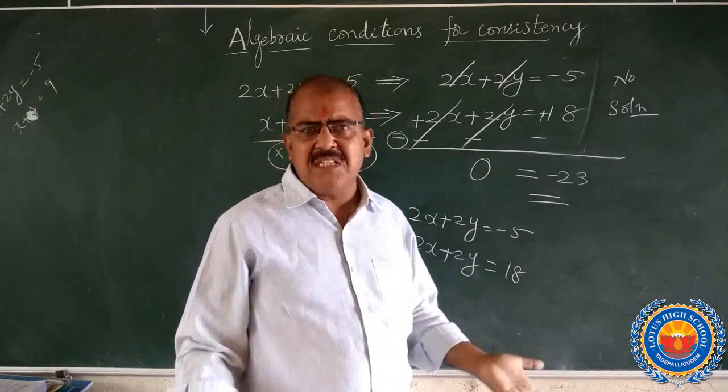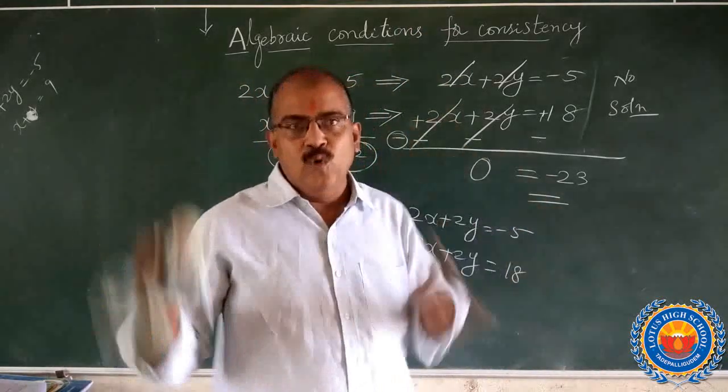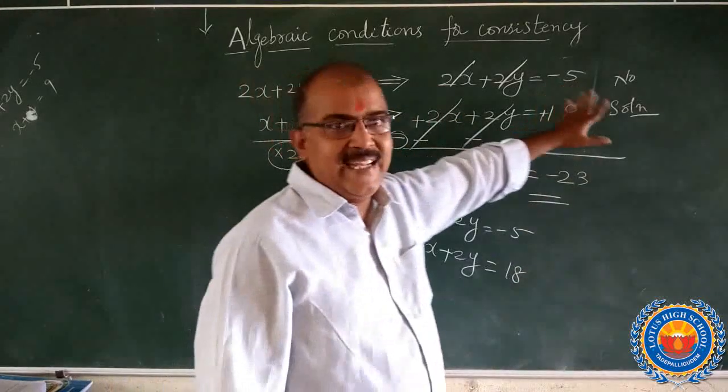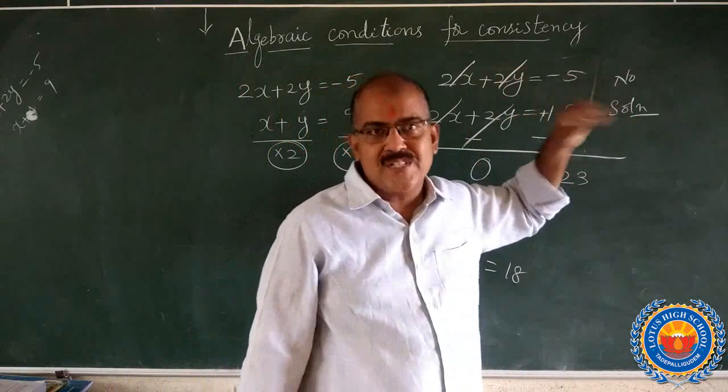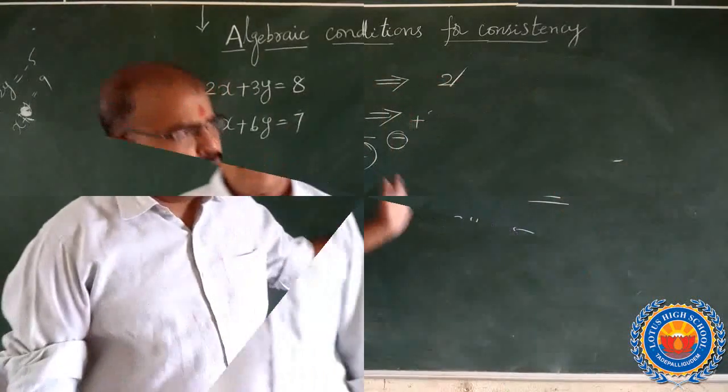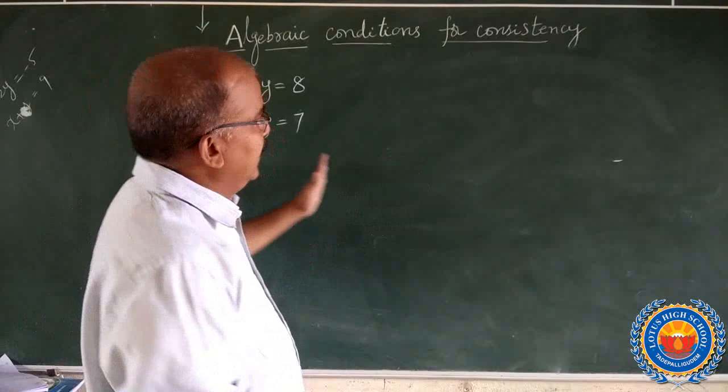0 is equal to minus 23 is impossible. It is not true. It is a false statement. That's why those equations have no solutions. No solution.